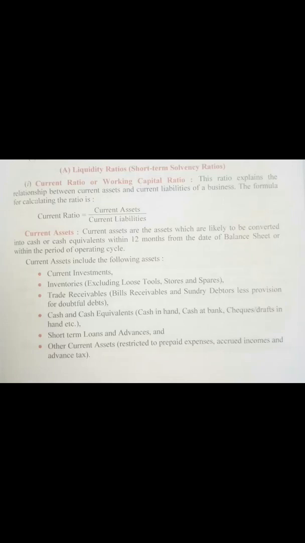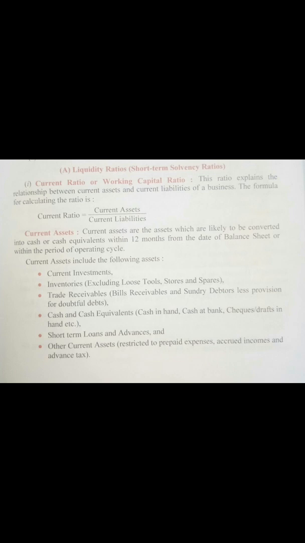In this video, we are going to study the first category of accounting ratio, that is liquidity ratio. As we have seen in the previous video, liquidity ratio shows the firm's ability to meet its current liability. Under this liquidity ratio, we are going to study two ratios, that is the current ratio and quick ratio. So let us study the current ratio first.